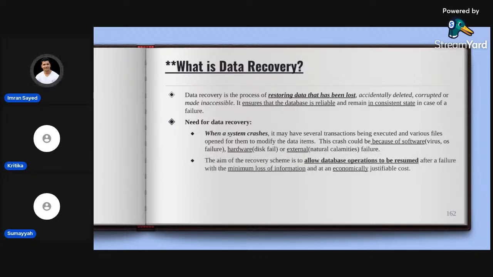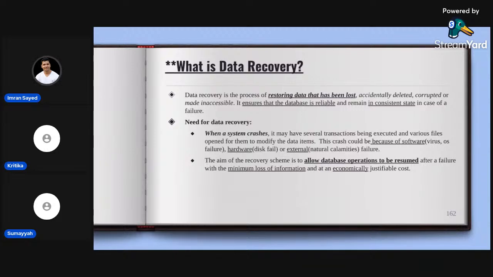So the aim is to restore them, basically to allow the database operation to be resumed after the failure with minimum loss of information. The loss of information should be minimum and at an economically justifiable cost.